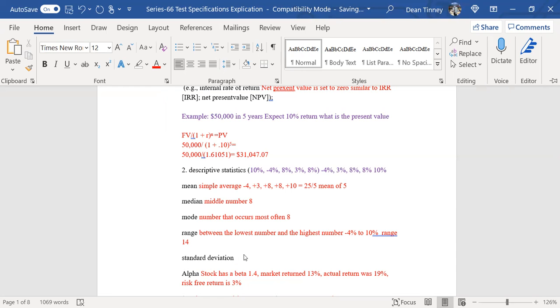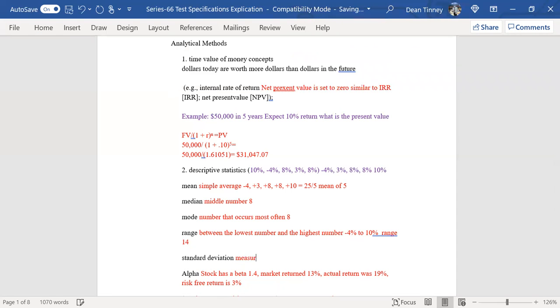But what the standard deviation does is measure the level of risk or volatility of an asset. Let me fix that. And how widely spread is that volatility?